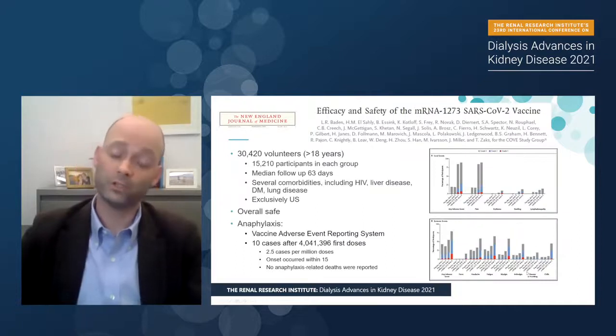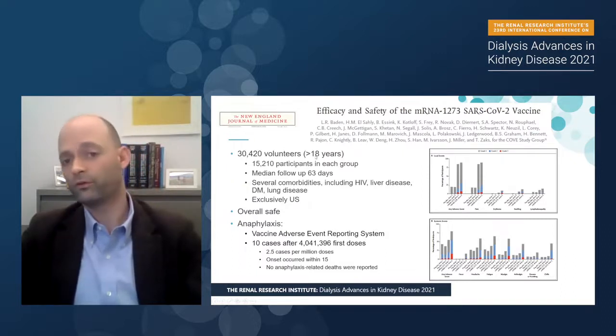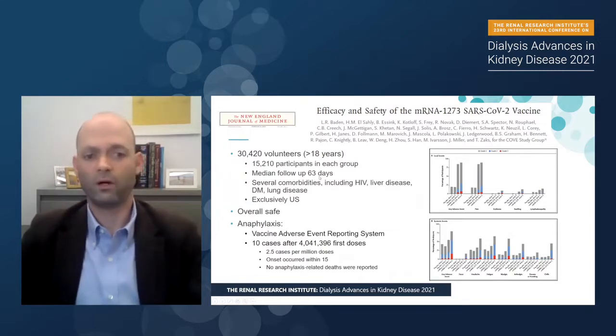In terms of the Moderna vaccine, also known as mRNA-1273, very similar study design, 30,000 volunteers. They were 18 years of age or older. There were 15,000 participants or so in each group with a median follow-up of also 2 months. They included several comorbidities, including HIV, liver disease, CKD, diabetes, and lung disease. And this was a trial exclusively in the United States.